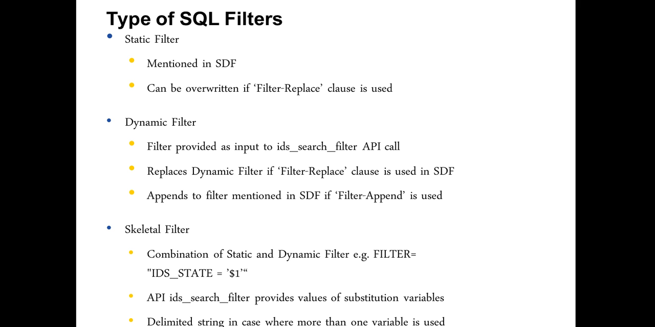The second type of filter is a dynamic filter. Dynamic filter, as in during runtime, during the API call, we will actually pass this particular filter. Now this can also be replaced if we use the filter replace clause, or you can append to the existing static filter if you use the filter append clause.